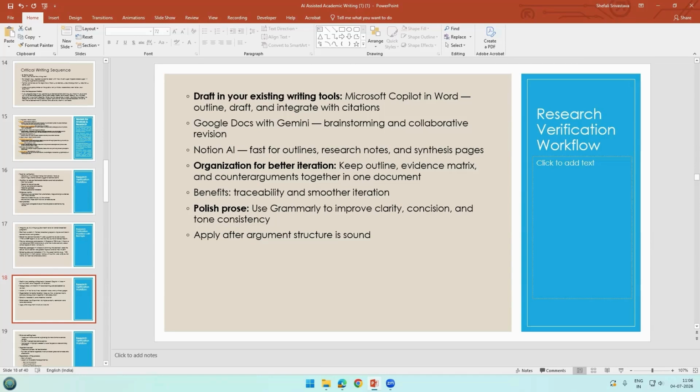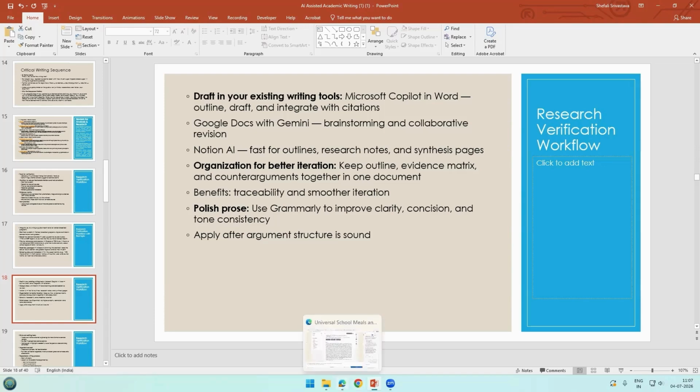I think this is very simple. Like yesterday we went to Google Colab. Similarly, we can do it for Google Docs also. But then we will be interacting with Gemini there. Gemini is an AI which Google developed. So we will be interacting with it in that way. And we'll keep an outline, evidence matrix, and counter arguments together in one document. So this is the process of writing it.